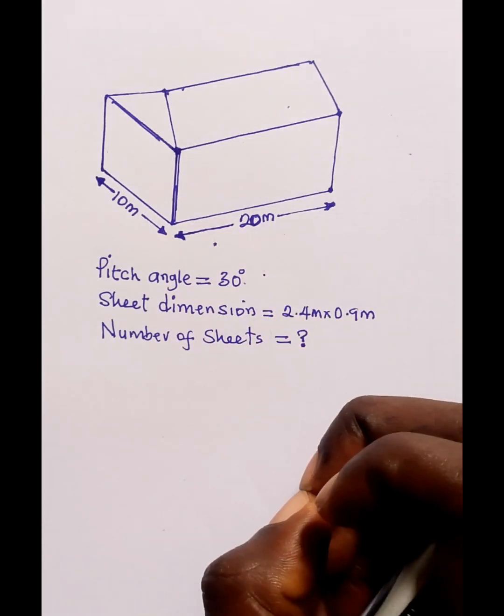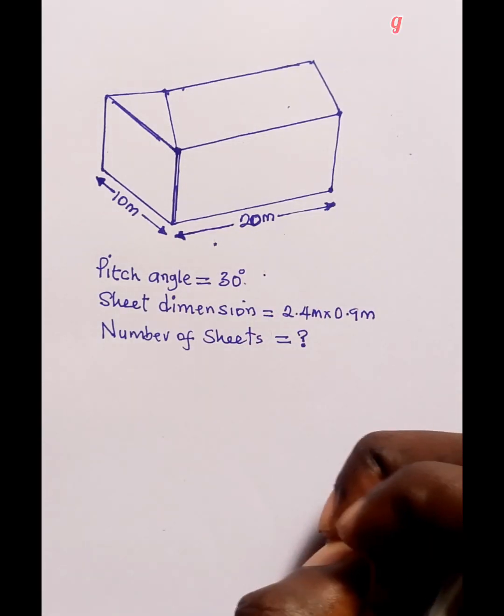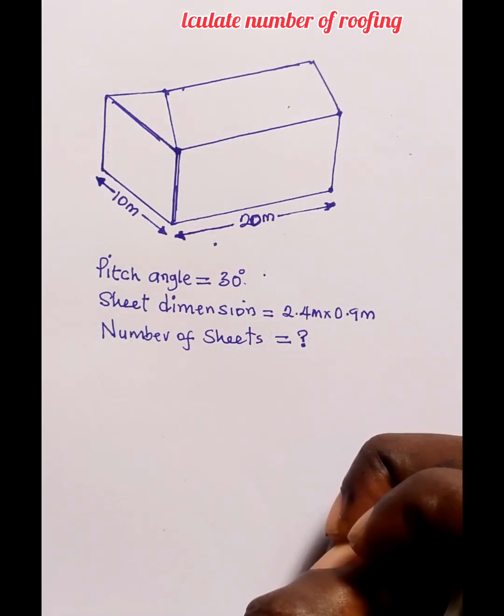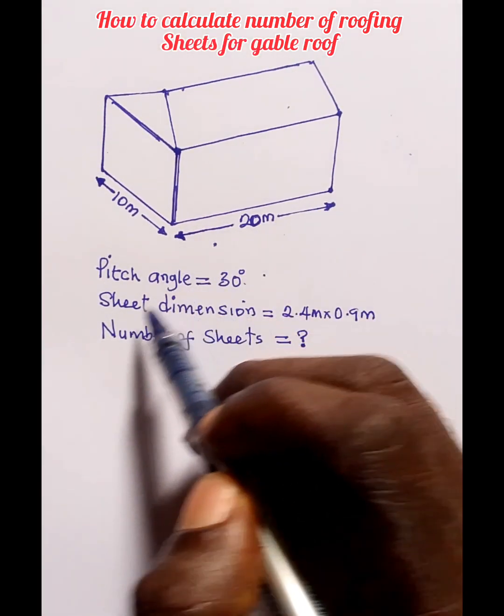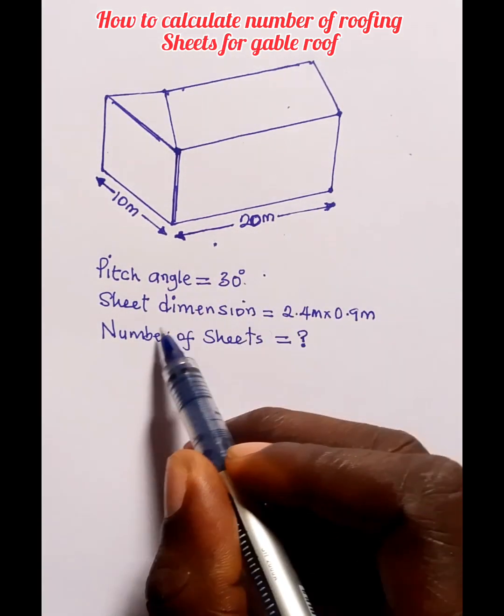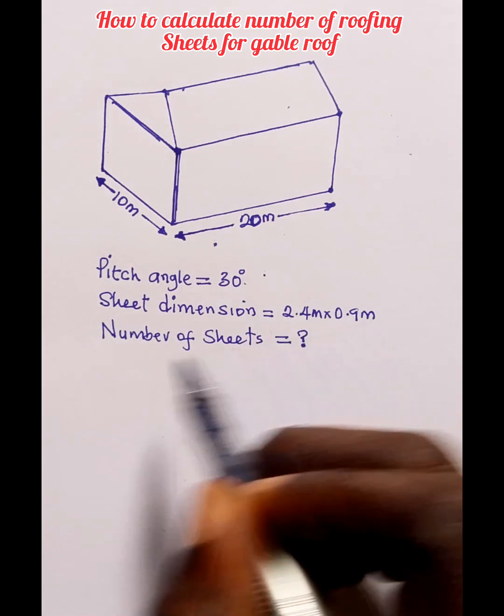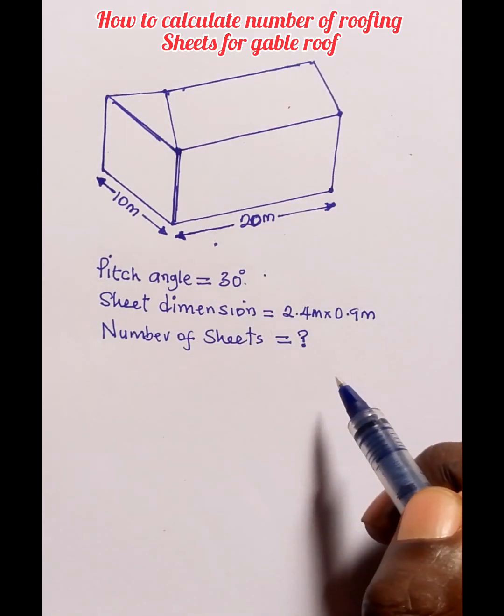Let's look at this diagram and see how we can make this calculation together. I want to do this calculation in two ways, so don't skip this video. This is a diagram. The pitch angle is 30 degrees, sheet dimension is 2.4 by 0.9, number of sheets is required.